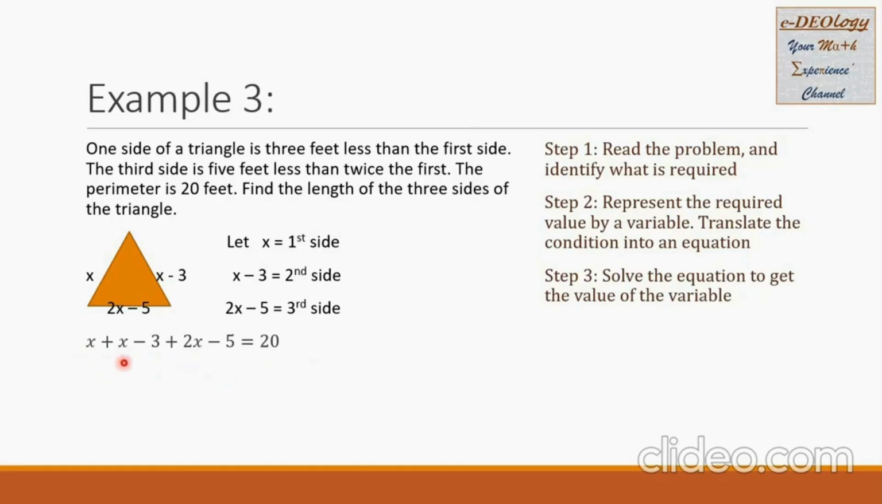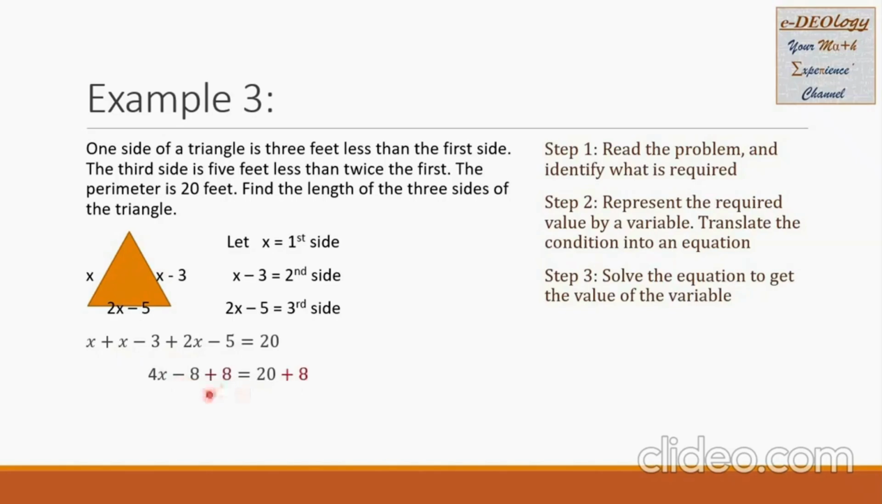x plus 2x equals 4x. The negative 3 and negative 5 becomes negative 8 equals 20. We want this 4x to be alone on the left side, and this is negative 8, so I'm going to put a plus 8 so that it will cancel this negative 8.